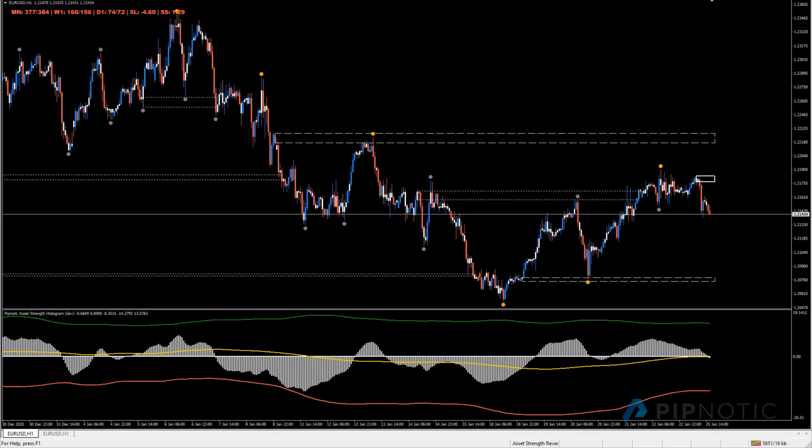Today we're going to talk a little bit about entries. We're going to use the supply and demand theory, the normal stuff that we always run through, but we're also going to look at the asset strength histogram because this is a pretty remarkable tool to incorporate into our analysis. And the reason the asset strength tool is such a useful utility is because it's telling us a lot about the state of the market.